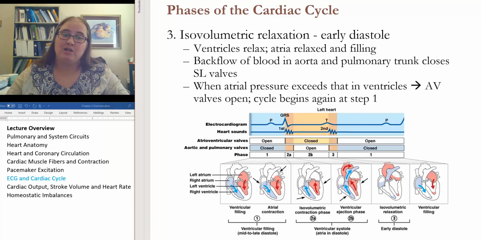I know your book divides these into 1, 2A, 2B, 3. I really want you to understand these: ventricle filling, atrial contraction, isovolumetric contraction, ventricular ejection, isovolumetric relaxation, and then back to ventricular filling. Isn't that exciting? So exciting.